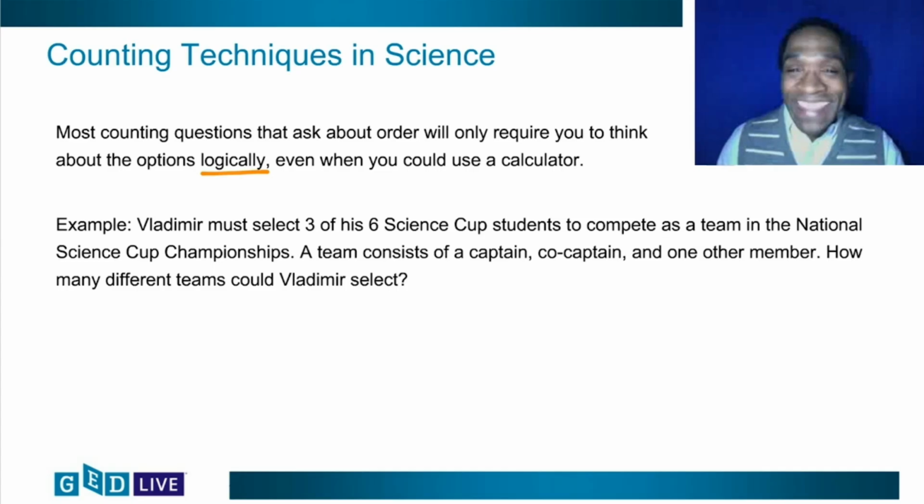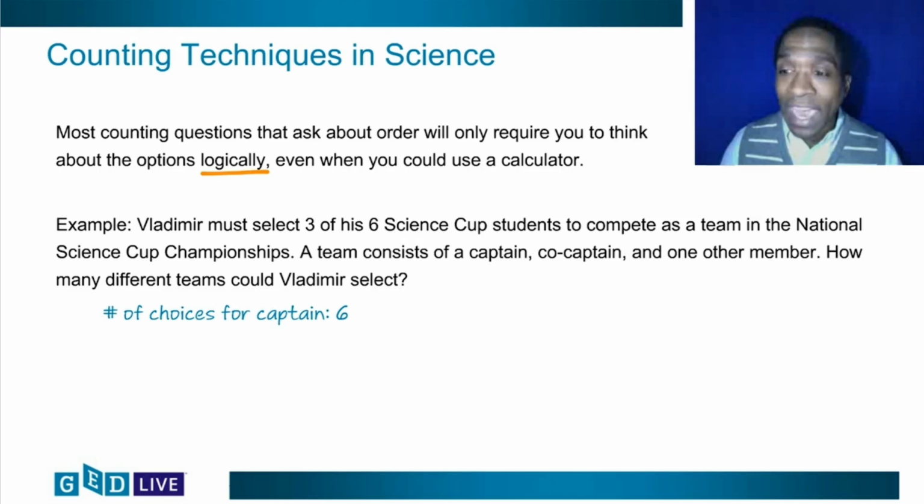Okay, now in this case, the order pertains to the positions that Vlad has to fill on the team. So how many positions need to be filled? That's the question. Well, it's 3. There are 3 positions: captain, co-captain, and 1 other member. Again, sometimes we can calculate the answer to counting techniques questions logically. So let's see how this plays out. If we start with the captain position, how many of the students could be the captain? Well, any of the total of 6 students, right? We don't have any restrictions on that. So the number of choices for the captain is 6.